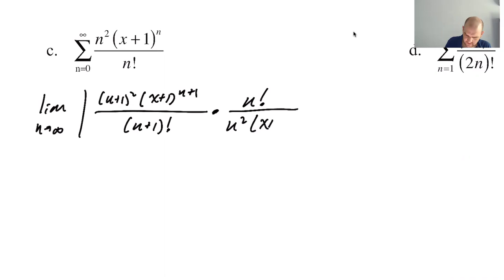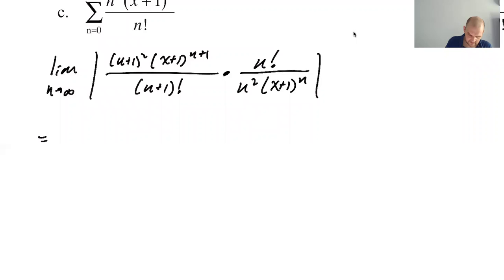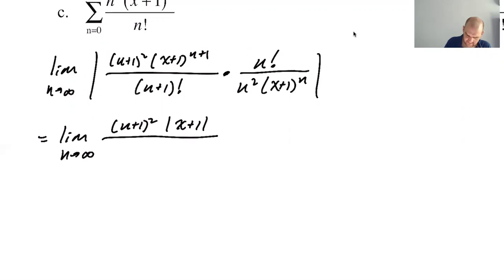N squared, x plus 1 to the n. All right, what cancels? Still gonna be some n's, I feel like. All right, so n plus 1 squared still gonna be there. Absolute value of x plus 1. The n factorial and the n plus 1 cancel to give me just n plus 1. And I get an n squared. So what do I got?